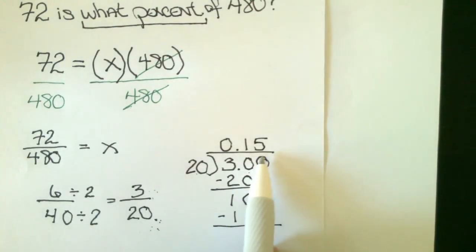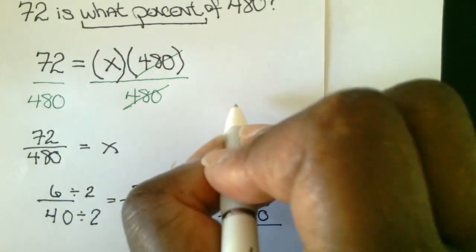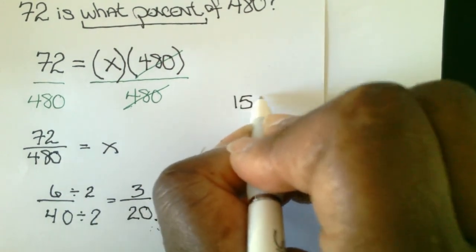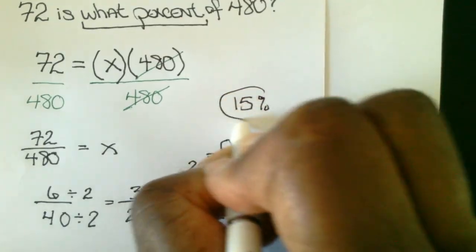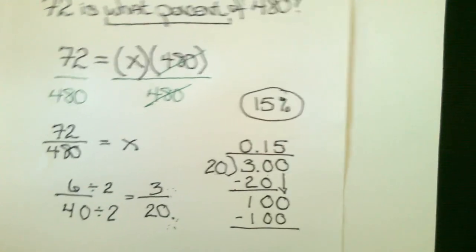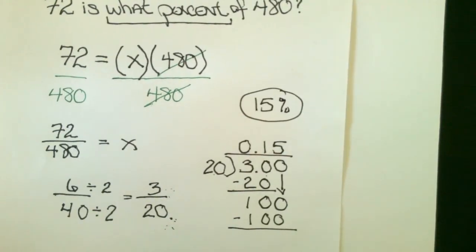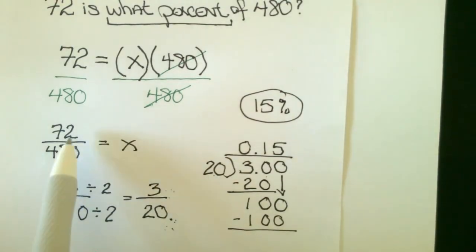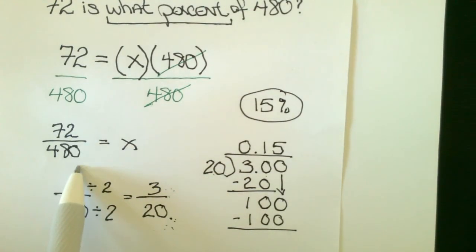So 15/100ths is the same as saying 15%. Okay? The reason why I went a little bit of a long way is to try to make these numbers a little simpler. Okay?